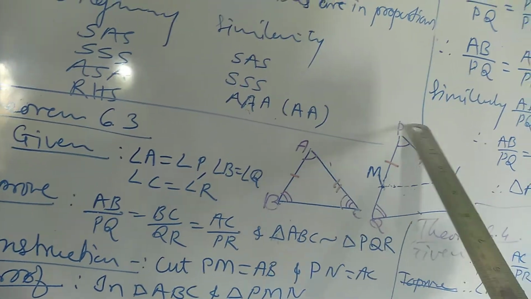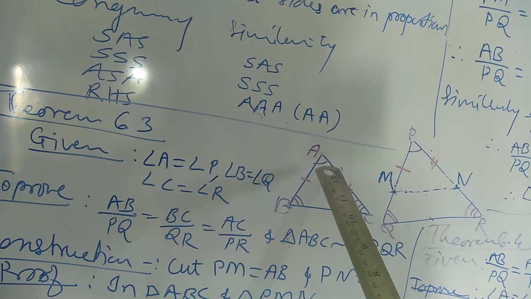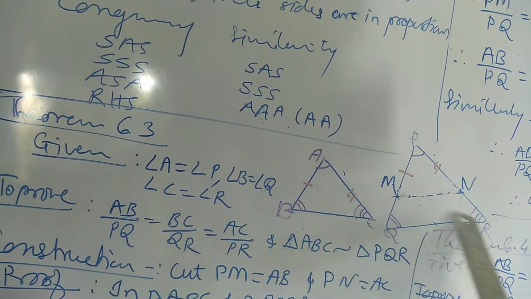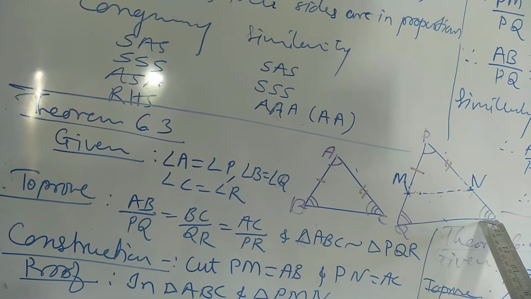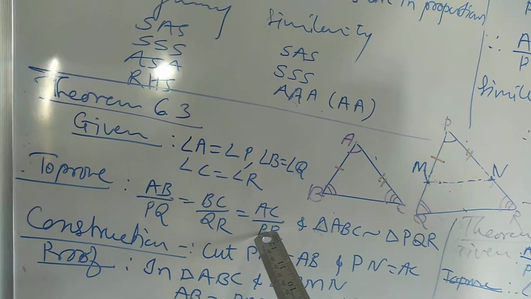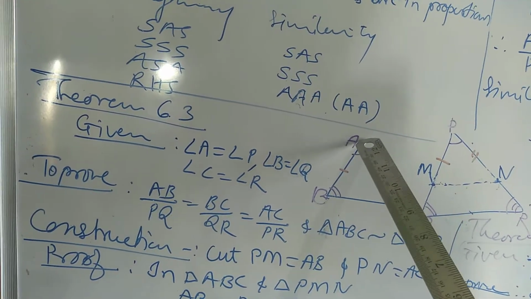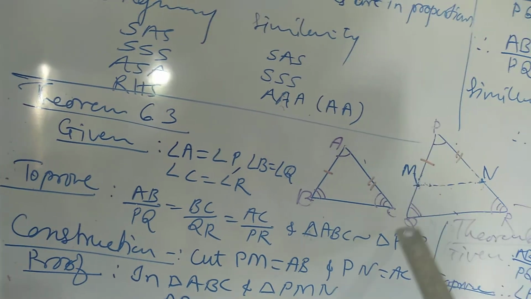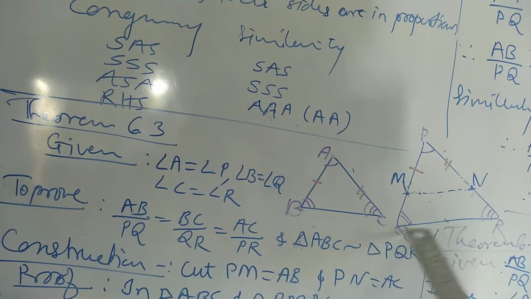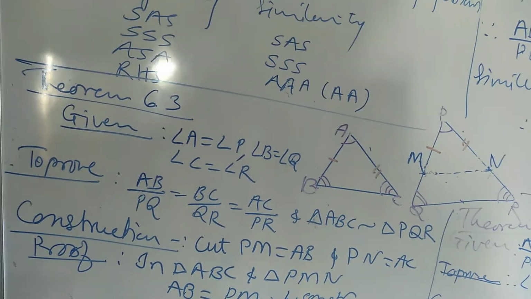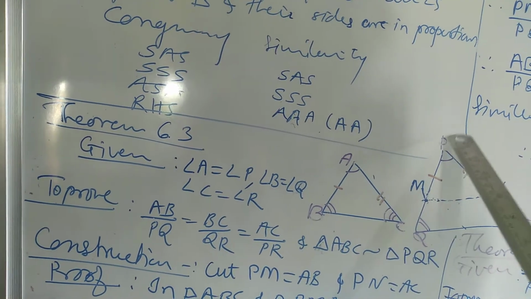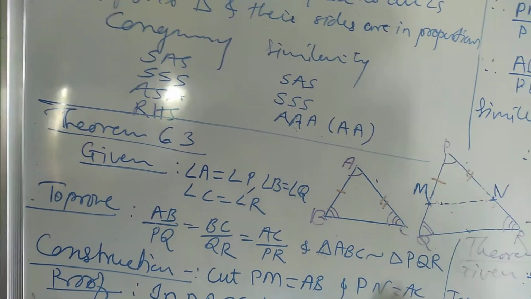Triangle ABC and triangle PQR are such that angle A is equal to angle P, angle B is equal to angle Q, and angle C is equal to angle R. This is given to us. That is the given part, and then there is the part to prove. What do we need to prove? We have to prove that the ratio of this side to this side, that is equal to this side to this side. All these ratios are equal, and hence we can say that triangle ABC is similar to triangle PQR.